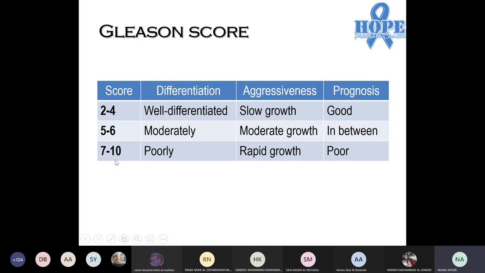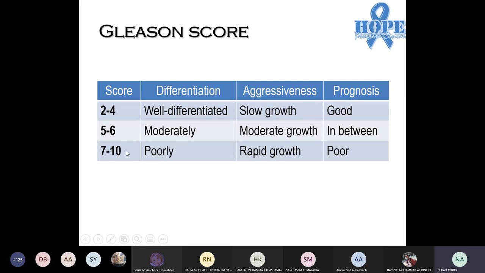طيب الهاي سكور على الجليسن هو 7 to 10, okay? It means that the cells proliferate very fast, they are highly proliferating, and they are very poorly differentiating. فهذا high grade tumor, okay? يعني هاي cells very aggressive. وبالتالي احنا بنعتبر هذا المريض اللي عنده الجليسن score above 7 نعتبره in terms of prognosis is poor, okay? It's not something good.